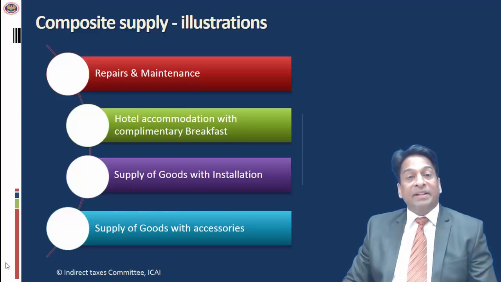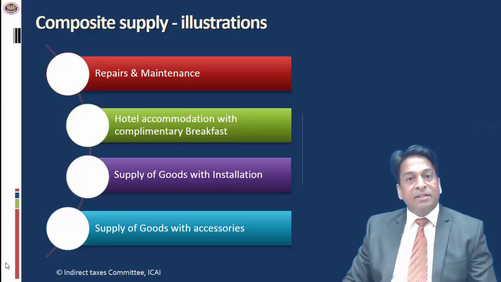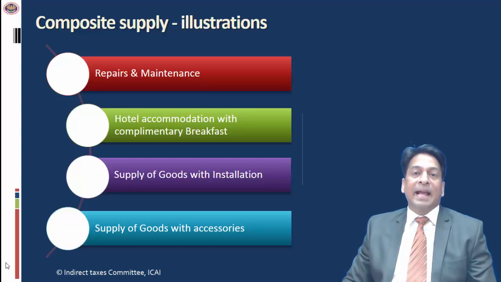Now coming to supply with accessories. You're purchasing a mobile, and the mobile contains a charger and earphone. Now there may be a different rate for the mobile phone and for the charger or the earphone. Now the question will come, you're charging a consolidated 50,000 rupees. The same question will come, whether this would be composite supply or mixed supply. The answer would be composite supply.